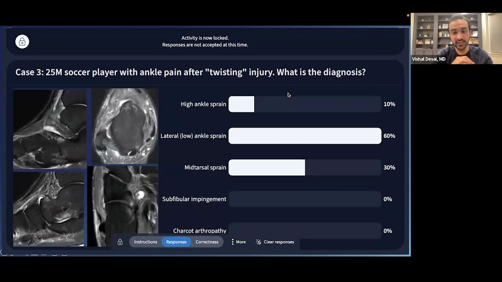Okay, so I can see why this was chosen because of the one slide that I showed with the ATFL sprain. The correct answer was a mid-tarsal sprain. This is a very under-recognized injury. In this case, we had some avulsive edema at the anterior process of the calcaneus. We had a sprain of the dorsal talonavicular ligament, a sprain of the dorsal calcaneocuboid ligament, and then we'll go over what all of this means coming up.